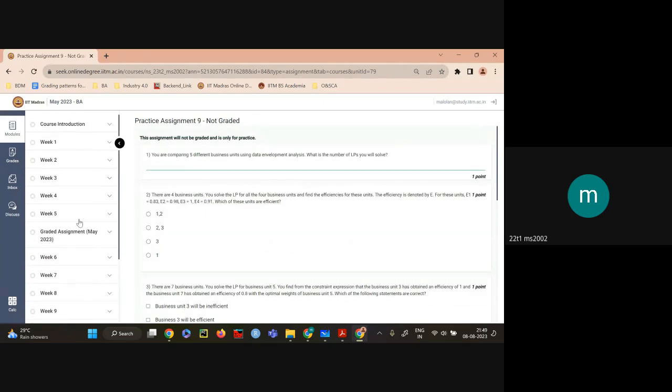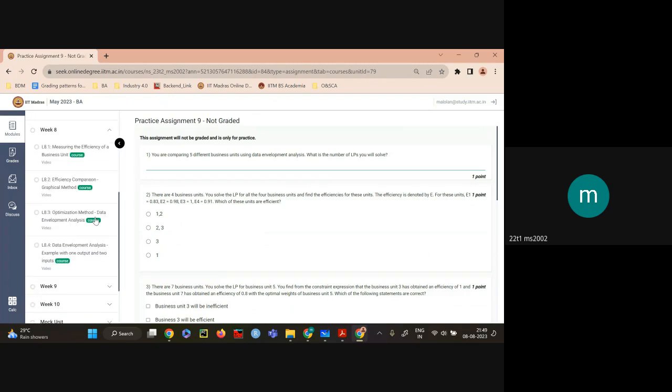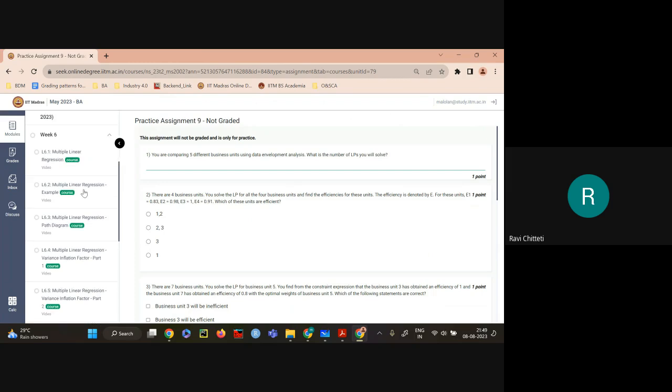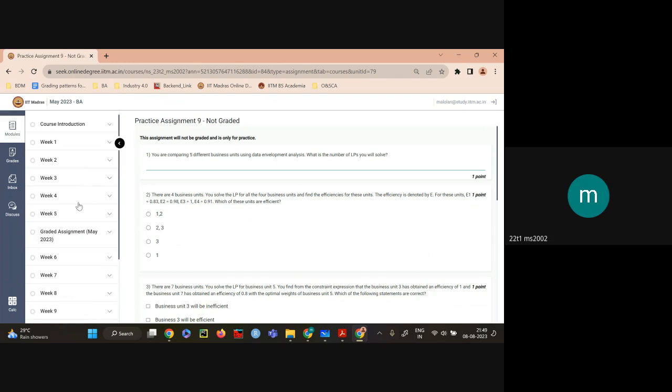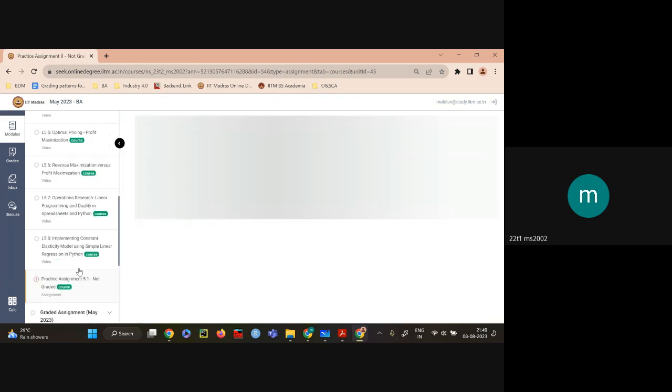Which week is this? I think it is 8. I don't think dual is 8. No, efficiency comparison, data analysis is 8. This is the first question, if I remember it right. It was the first question of that practice, the first question of week 5. The linear programming is week 5. Yeah, implementing constraints.